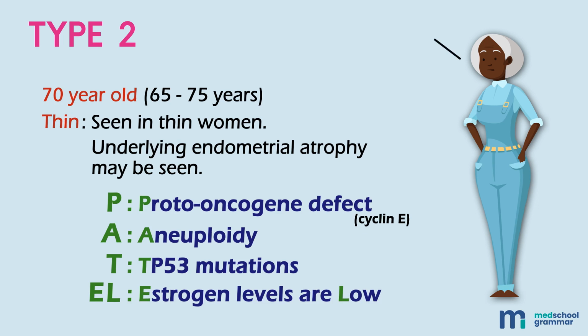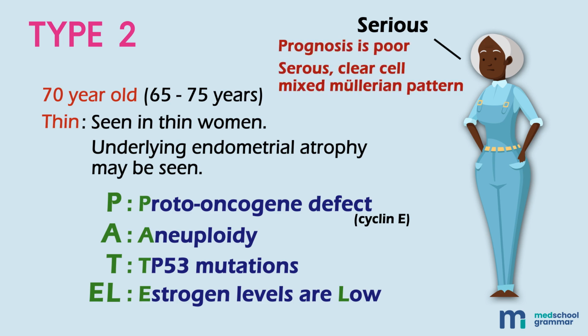Miss Patel looked quite serious. This helps us remember two facts. 1. The prognosis is poor. And 2. Serous, clear cell, or mixed Mullerian type of patterns may be seen in type 2 cancer.